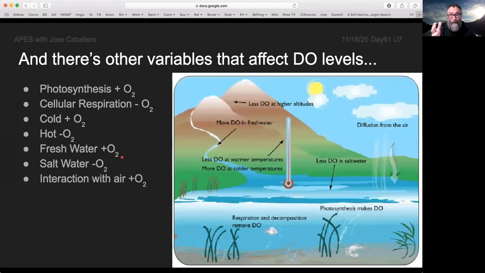You already know that cold increases oxygen levels and hot lowers oxygen levels. I don't know if you would need to know this, but fresh water holds more dissolved oxygen than salt water. You could imagine that the salt is taking up some of the spaces in the water. So fresh water holds more dissolved oxygen and salt water holds relatively less. And you should definitely know that interacting with the air adds dissolved oxygen.